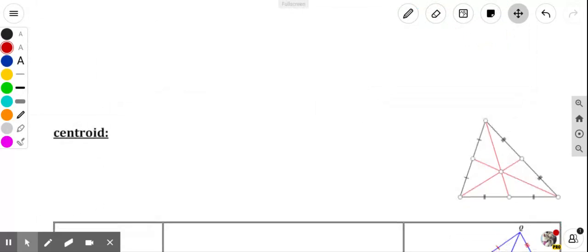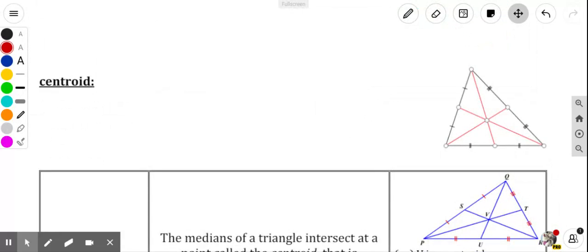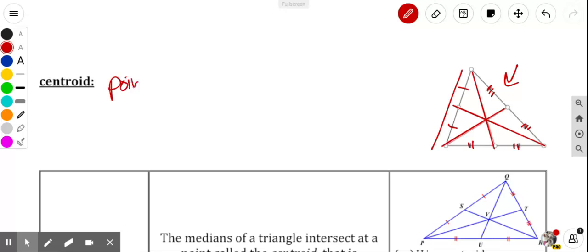The next one is a centroid. If you look at this picture here, a centroid is where the medians intersect. See how on this side, these two are equal, these two are equal, and then these two are equal? That means that these three segments are medians. So a centroid is the point where the three medians intersect.